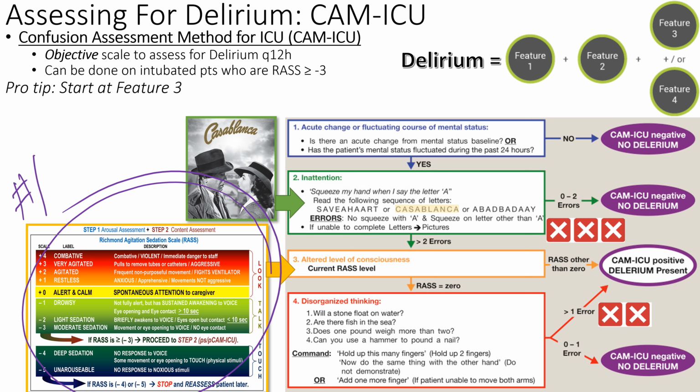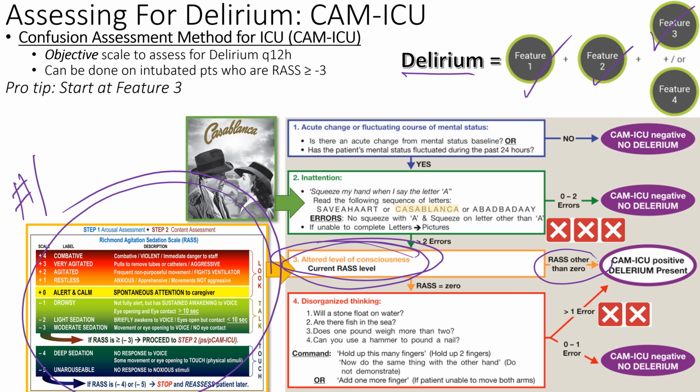Number one, RASS score. Are they 0, -1, -2? -3 is really hard to do all these questions, right, when they're barely waking to voice. So usually at -3 or higher, you can then do a CAM-ICU. So basically you do feature 3, which is their RASS score, first. If that is positive, you're on your way to assessing someone's delirium, right? Because to have delirium, you have to have features 3, 2, and 1. So feature 3 is a RASS score that's not 0. If the RASS score is -1, you get 1 point. If the RASS score is +1, you get 1 point. You're on your way to delirium, right?